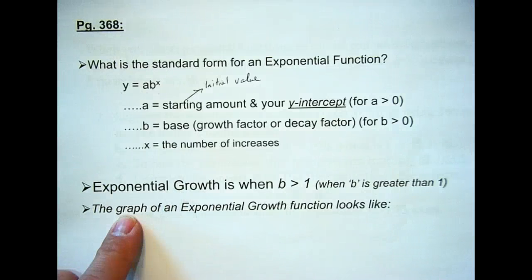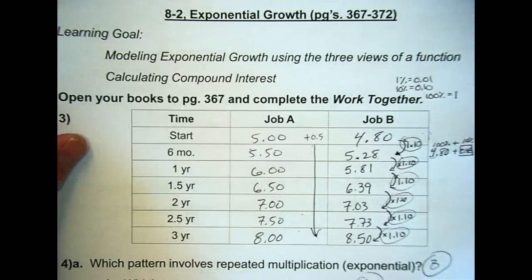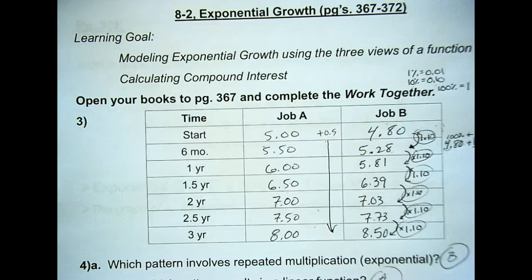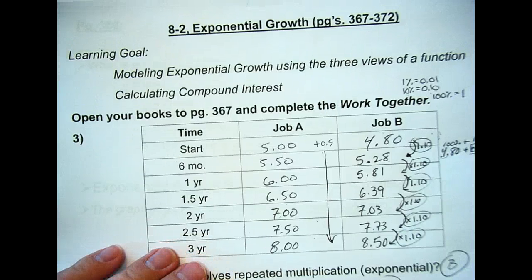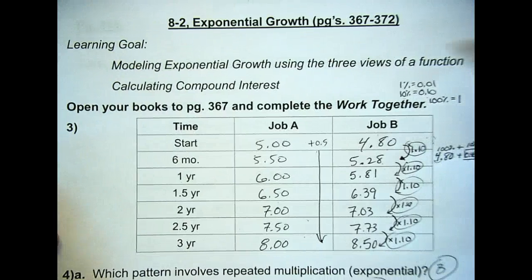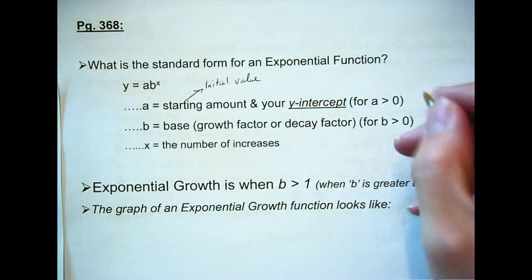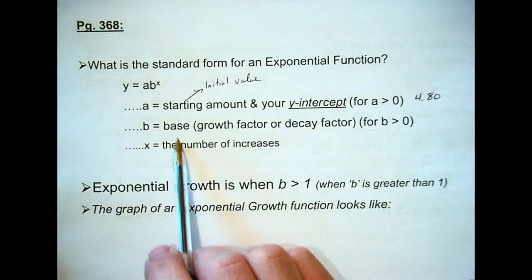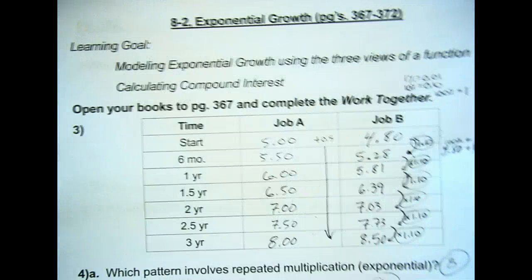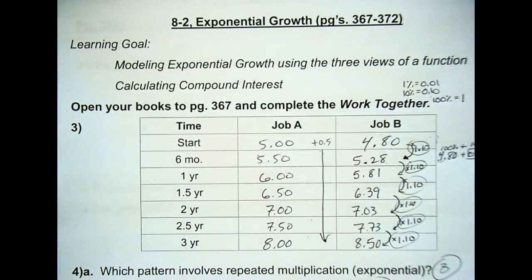Tell your neighbor what A was in this previous problem. What was A for Job B? 480. Now I'm going to write that here so we have it. Okay? What was B, our base? It's a little tougher. 1.10. What were we multiplying by every time?